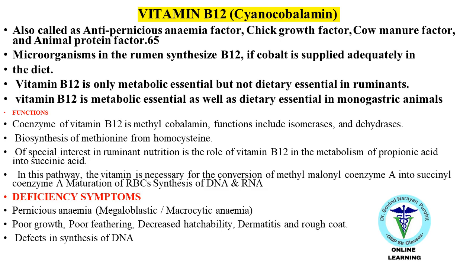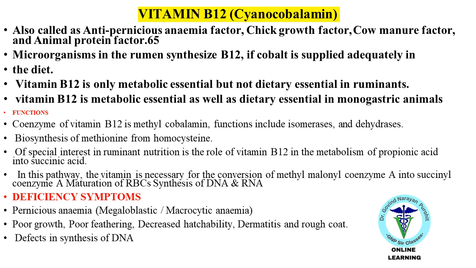Vitamin B12, cyanocobalamin, also called anti-pernicious anemia factor, chick growth factor, cow manure factor, and animal protein factor. Microorganisms in the rumen synthesize B12 if cobalt is supplied adequately in the diet. Vitamin B12 is only metabolic essential but not dietary essential in ruminants. Vitamin B12 is metabolic essential as well as dietary essential in monogastric animals.